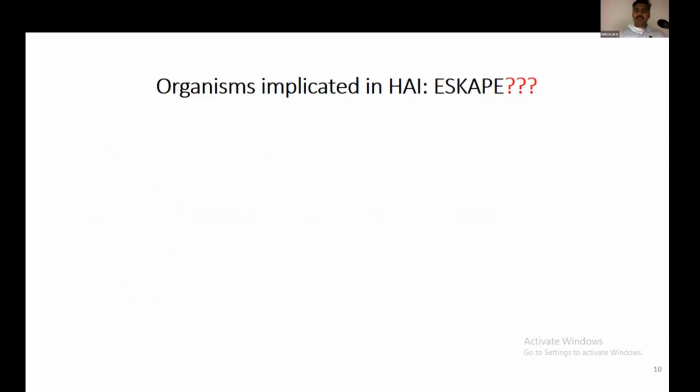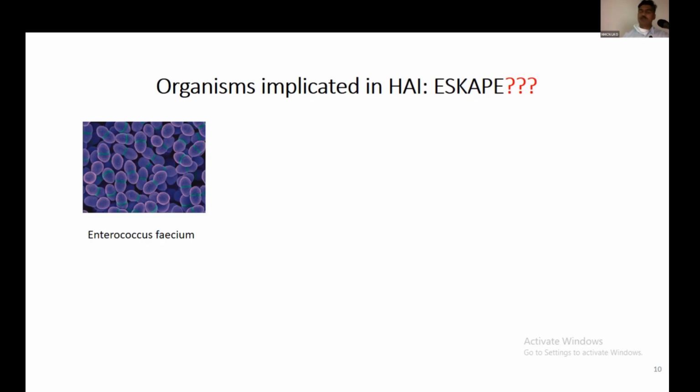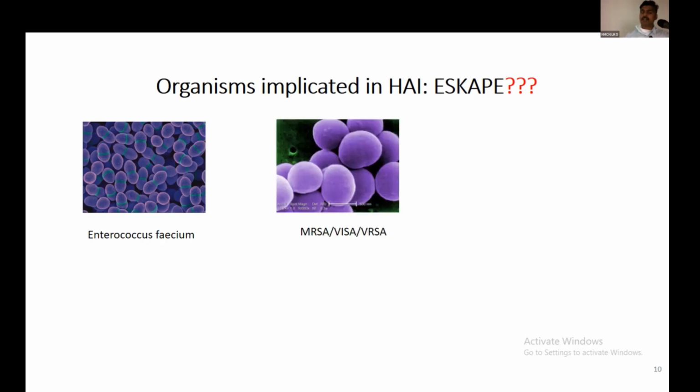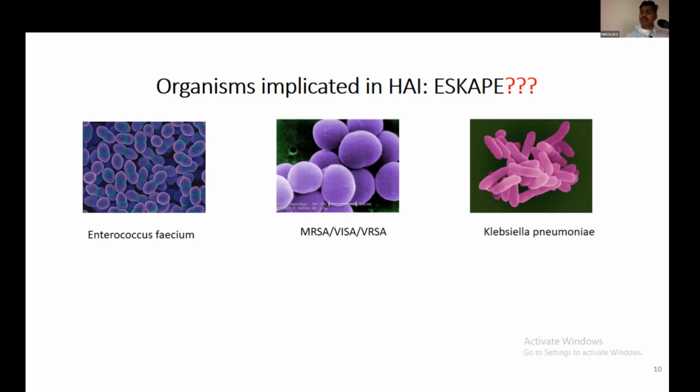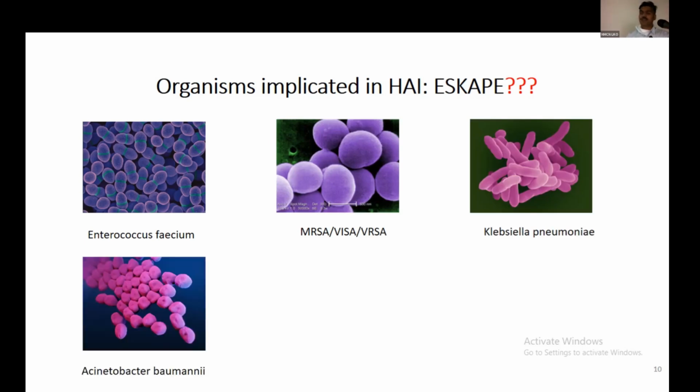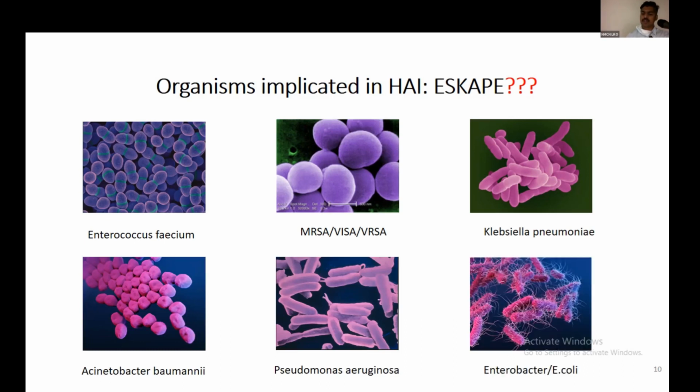Now, what are the organisms implicated in hospital-acquired infection? They are the ESCAPE pathogens. Can anybody tell what the ESCAPE pathogens are? They are Enterococcus faecium, MRSA (Staph aureus basically), Klebsiella pneumoniae, Acinetobacter baumannii, Pseudomonas aeruginosa, and Enterobacter or E. coli. Now the term Enterobacteriaceae is obsolete. Enterobacterales is the terminology labeled by CDC for broad use.